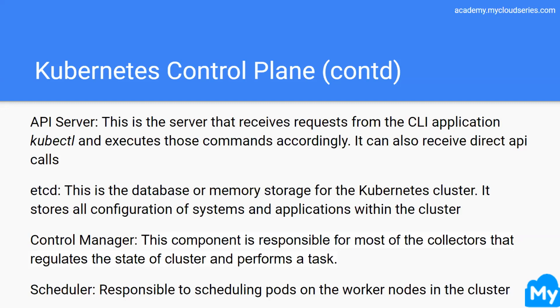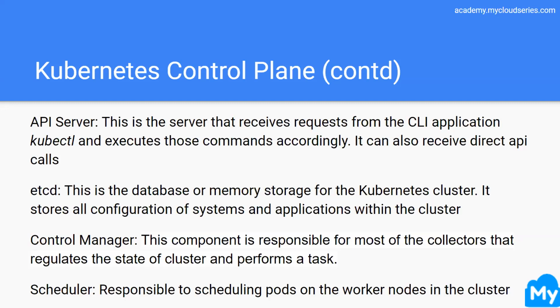The next component we have here is called the etcd. The etcd serves as a database or memory storage for the Kubernetes cluster. It stores all configurations of systems and applications within the cluster. So you can call this the memory storage of the Kubernetes cluster, where all information and configuration are stored.